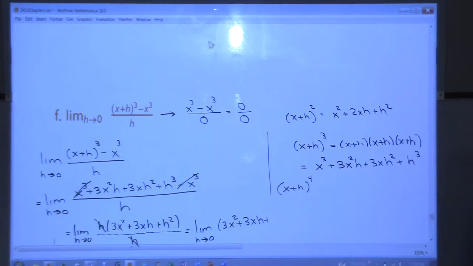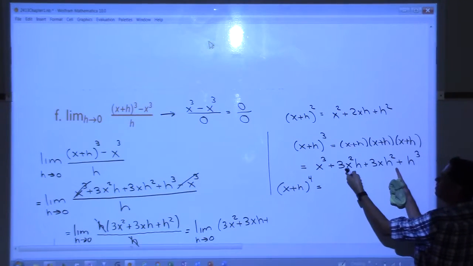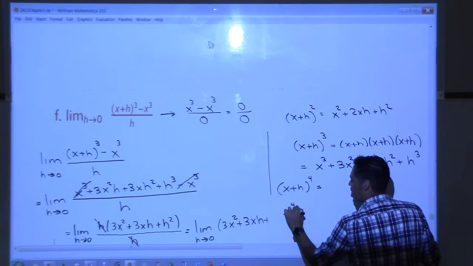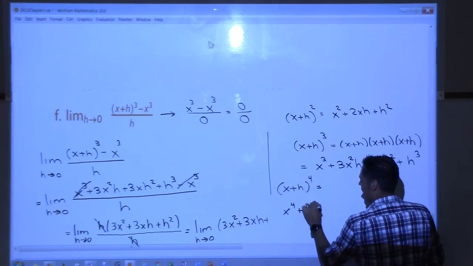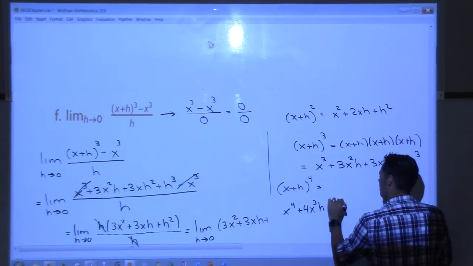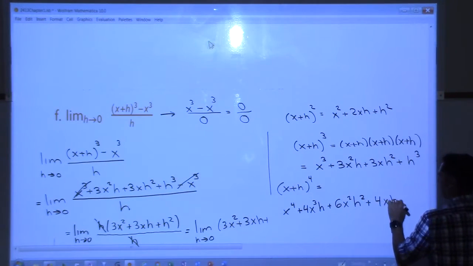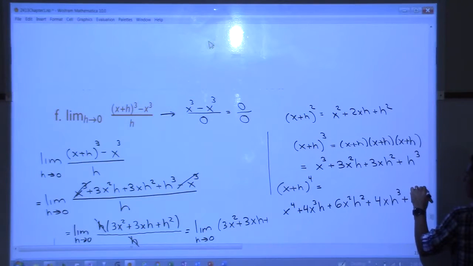That times x. Yeah, it's this times x plus h, right? Which would, of course, be x to the 4th plus 4x cubed h plus 6x squared h squared plus 4xh cubed plus h to the 4th. Of course, right?